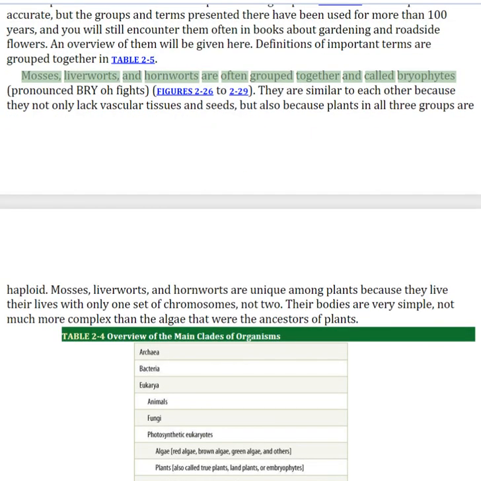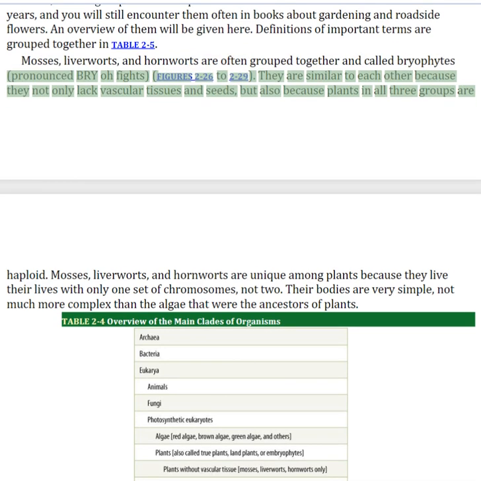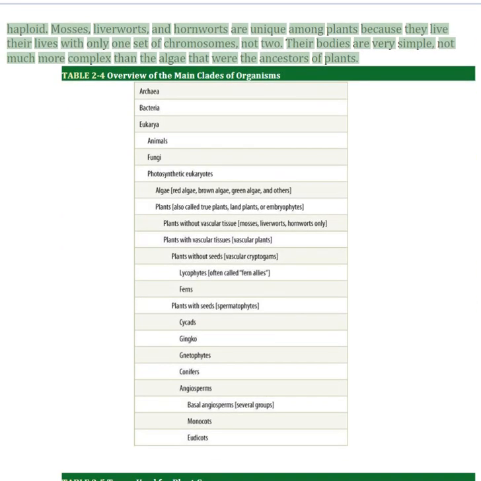Mosses, liverworts, and hornworts are often grouped together and called bryophytes. They are similar to each other because they not only lack vascular tissues and seeds, but also because plants in all three groups are haploid. Mosses, liverworts, and hornworts are unique among plants because they live their lives with only one set of chromosomes, not two. Their bodies are very simple, not much more complex than the algae that were the ancestors of plants.